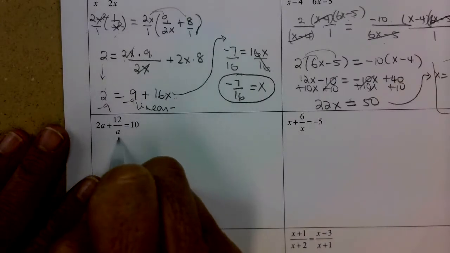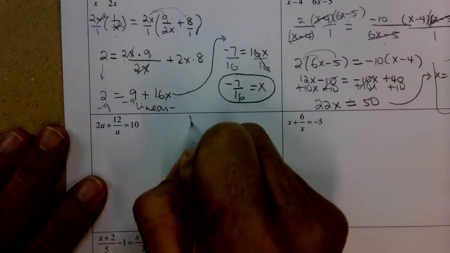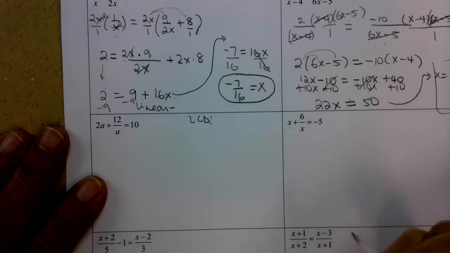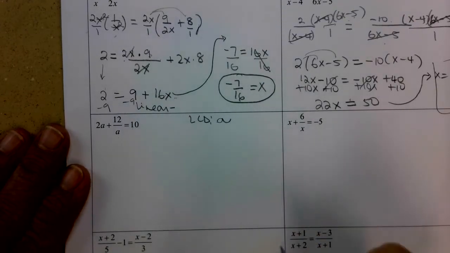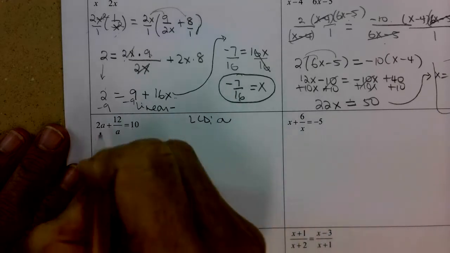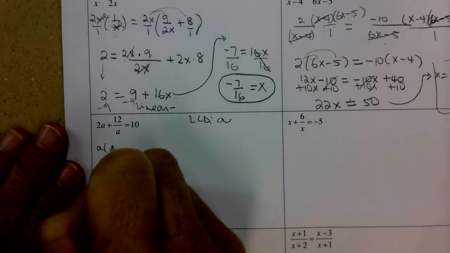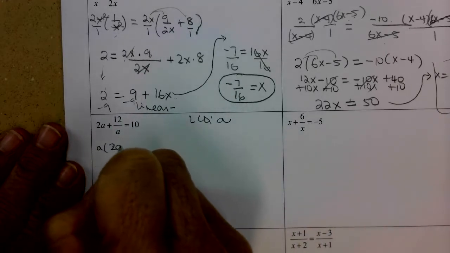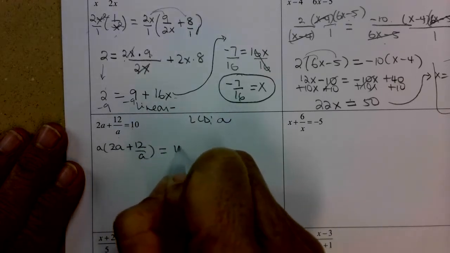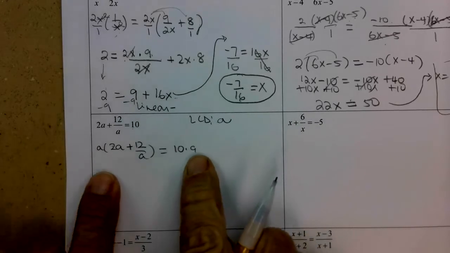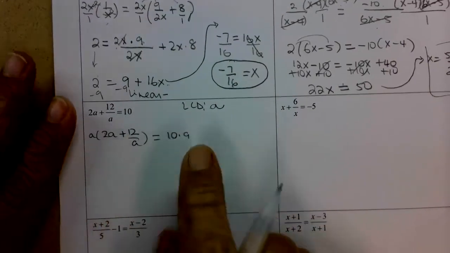2a plus 12 over a equals 10. What is the lowest common denominator? Well, I only have one denominator, so that'll be the lowest one. So just an a. So both sides are going to get multiplied by a. So a times 2a plus 12 over a equals 10 times a. Right, so there's my a, same thing to both sides.